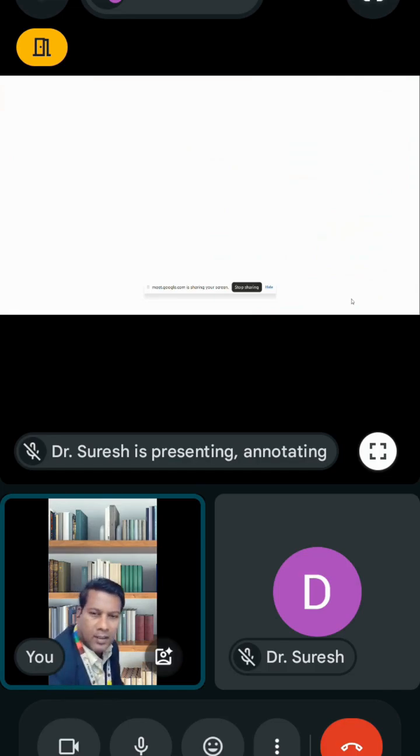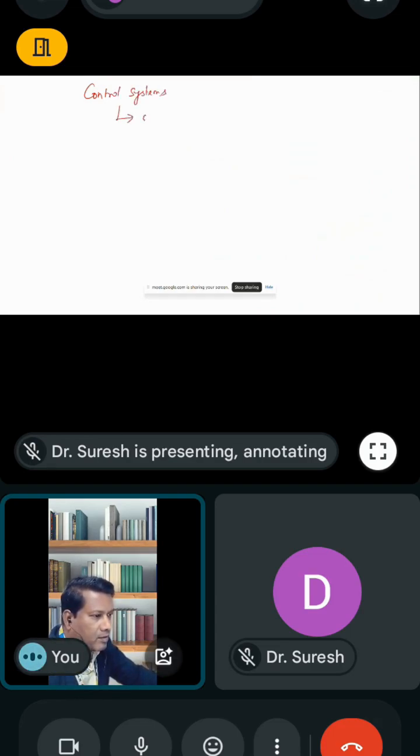Hello, students. Today we are going to discuss control system basics. There are two types of control system: one is open loop control system and the other is closed loop control system. Control systems, two types. One is open loop and the second one is closed loop.